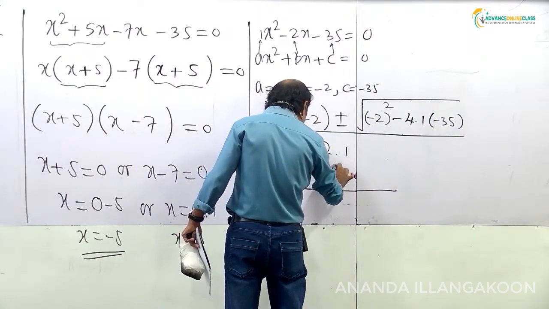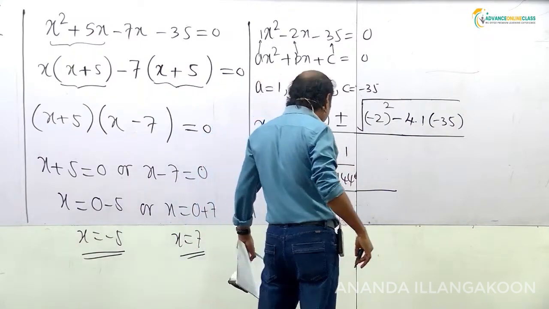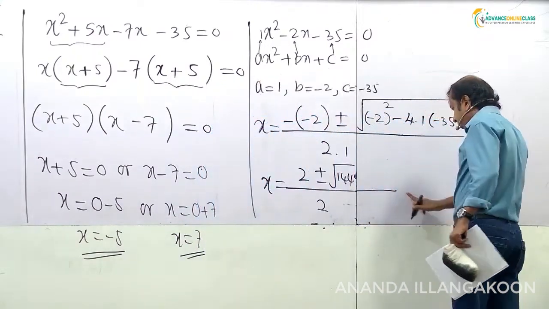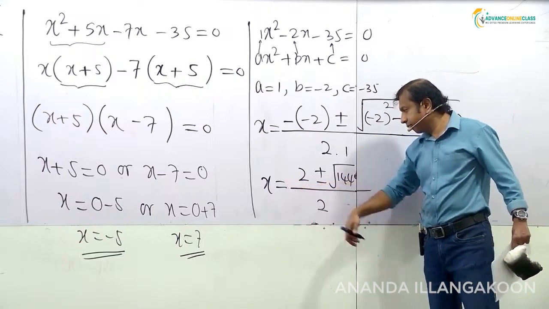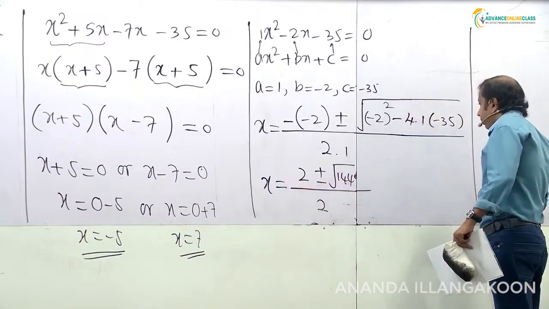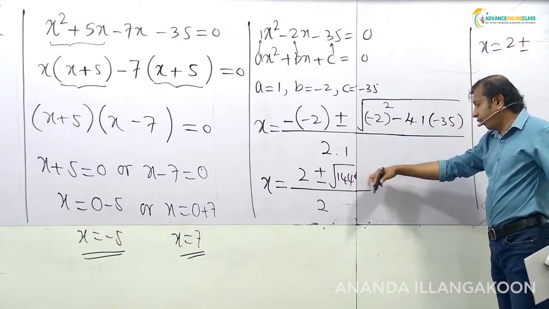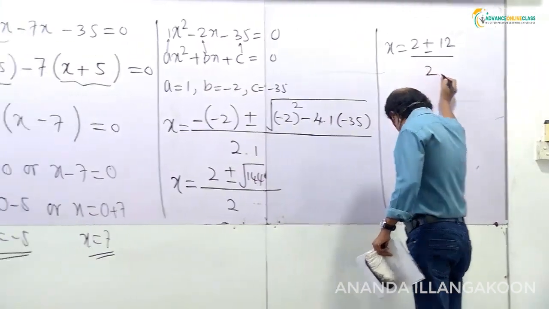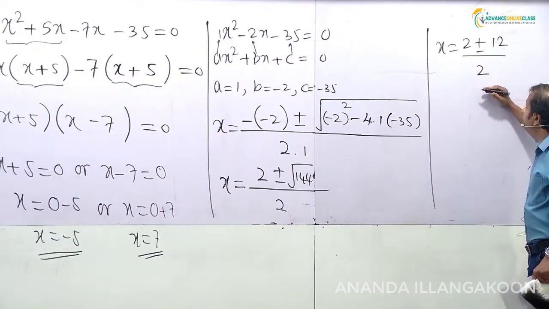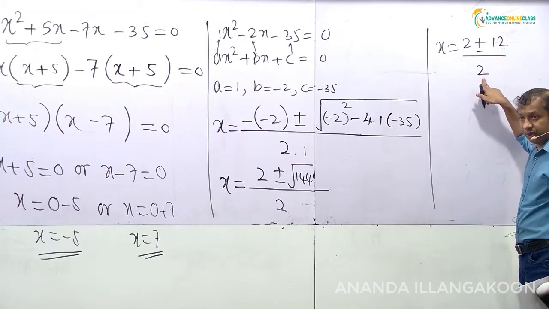2 plus or minus square root 144. 2 into 1 is 2. Now we can simplify this a little bit more. X equals 2 plus or minus square root of 144, which is 12, divided by 2. Now we can cancel this, this and this by 2. See what you get?